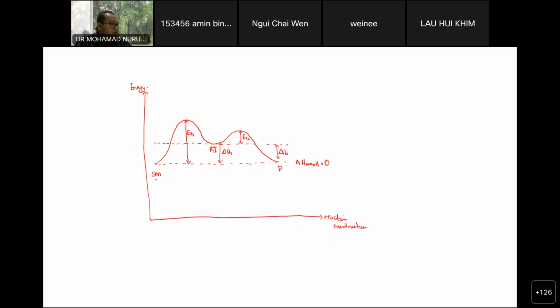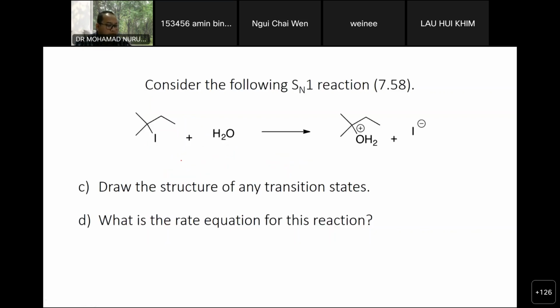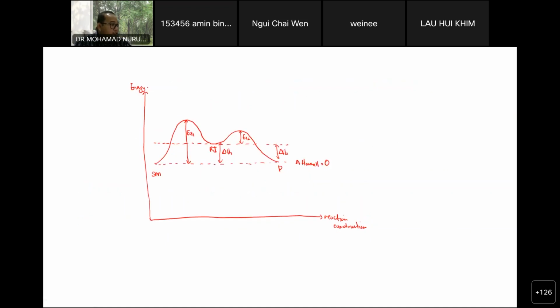So if you draw correctly the starting materials, the intermediates, the transition states, and the final product, you will get full marks. Normally for this one we will give 6 or 10 marks, depending on the difficulty. So I hope you understand. Make sure you draw everything, and this is very important.